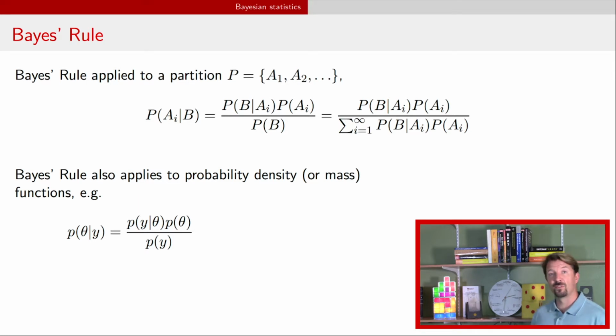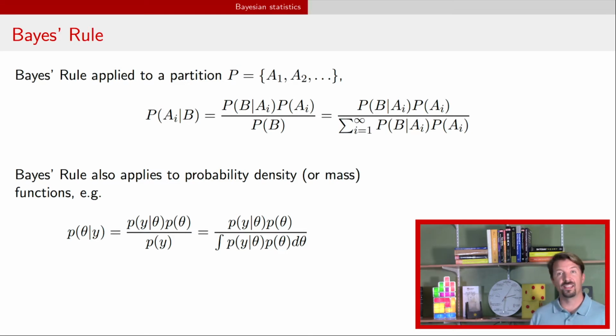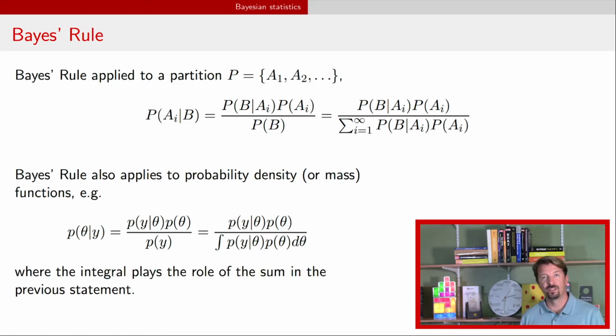Now I'm going to go one step further in this equation, and I'm going to write out that denominator, p(y), as an integral. So p(y given theta) times p(theta) d theta. I just am trying to point out here that to get that denominator, we're really integrating over theta over this p(theta). So that integral plays the role of the sum up here when we talked about this in the context of events.